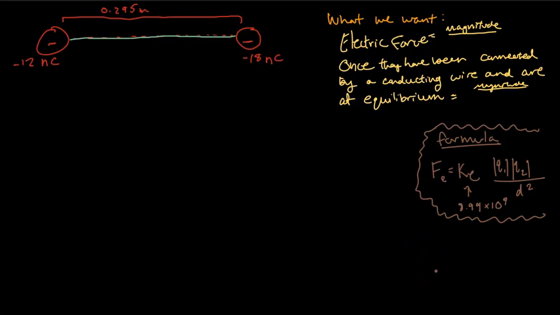So today we'll be solving for the electric force that these two particles exert on each other, the magnitude of that, and then we'll also be solving for the magnitude of the force that they exert on each other once they're connected with a conducting wire and once they're at equilibrium. So we do see that they are in nanocoulombs, so that's times 10 to the negative 9. And we have our formula right here, so this first part will just be plugging into that formula.